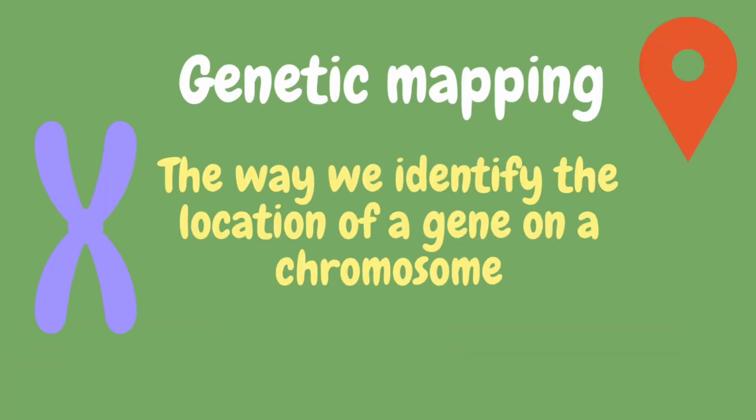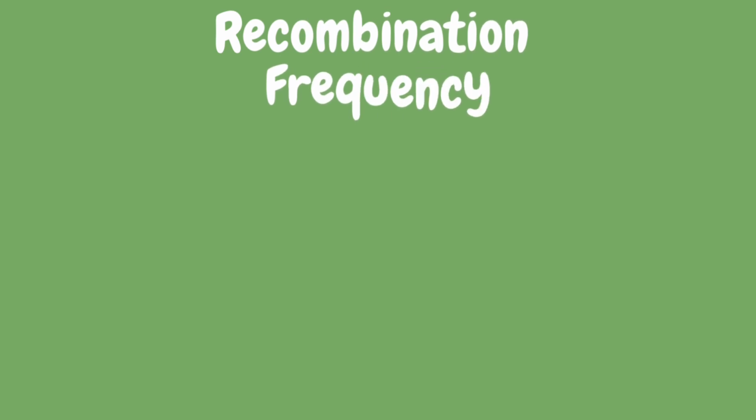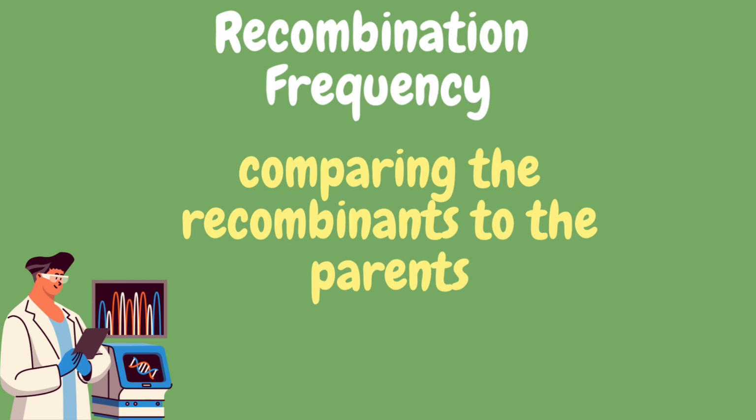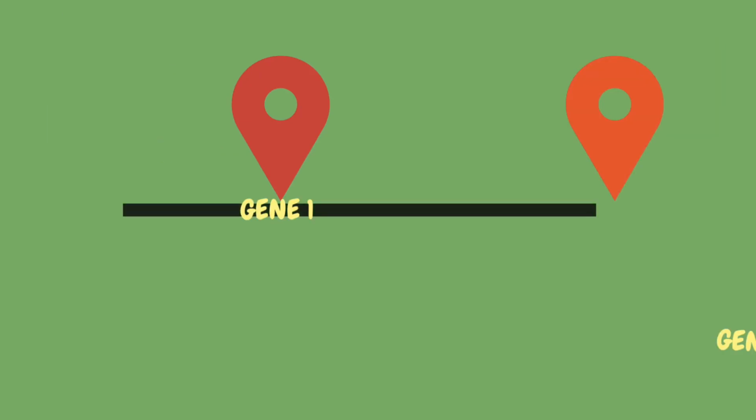Genetic mapping is used to determine the location of a gene on a chromosome. We use the 3-point cross to determine the recombination frequency of a specific gene. The recombination frequency refers to the comparing of recombinants to the parents. Depending on these frequencies, we can determine the location based off how far the genes are from one another.